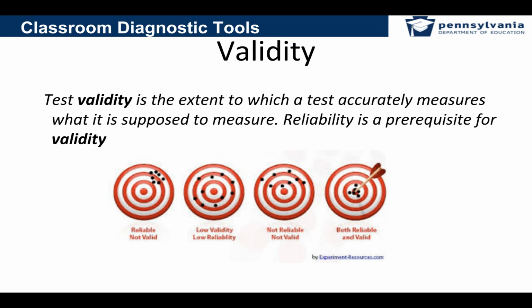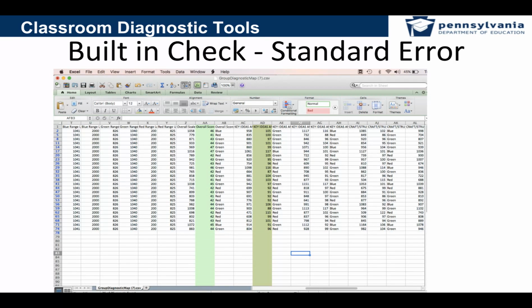Validity is another measure of an assessment, and it shows that the assessment actually measures what it's supposed to measure. And to be able to be valid, a test assessment must also be reliable. So we're going to look at those two definitions. In the CDT, this happens to be a CSV file that I have extracted, and there's a built-in standard error check for that validity piece.